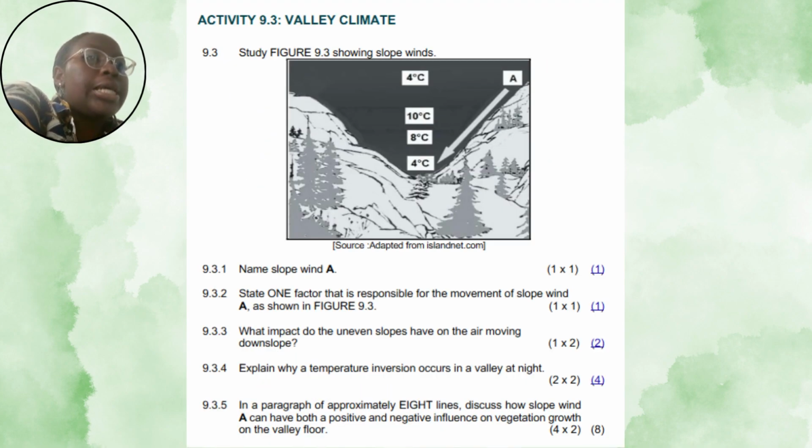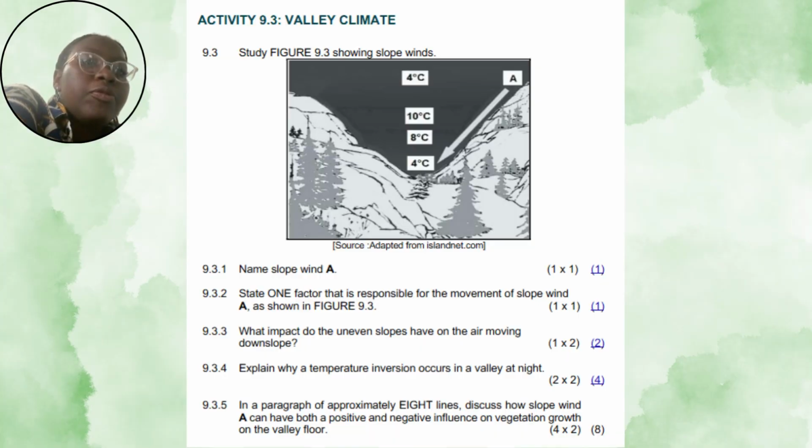Alright, so the next question is 9.3. Again, please feel free to pause, but I'll continue to answer them. So we see slope winds. We can see A. We see 4 degrees, 10 degrees, 8 degrees, 4 degrees, and A is descending. So again, slope wind A would be Katabatic wind. They also accept downslope wind or gravity winds, but let's stick with Katabatic winds.